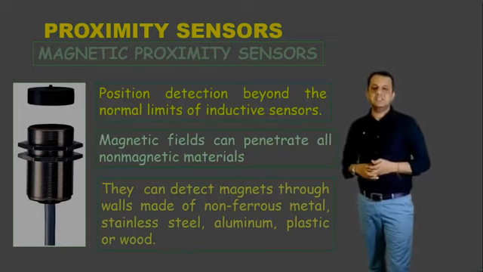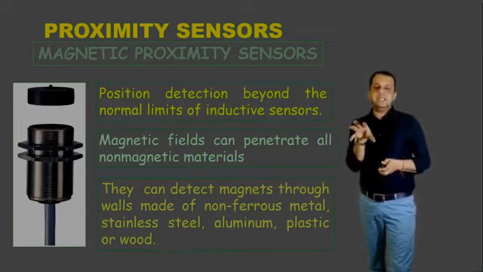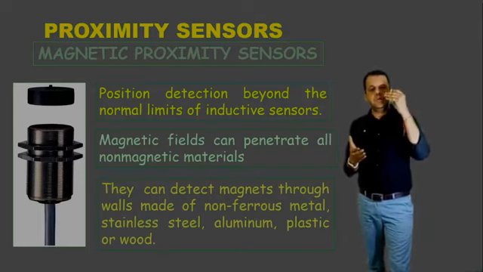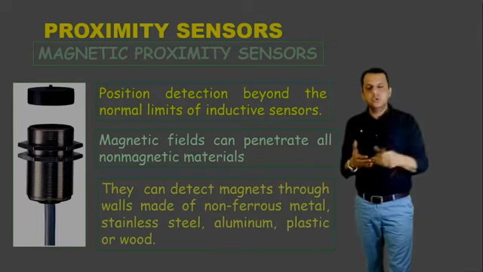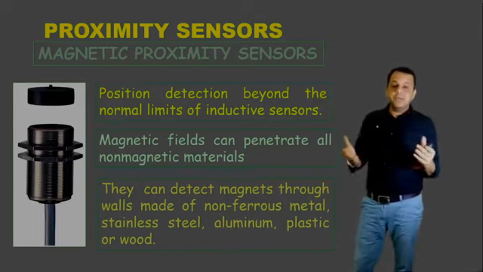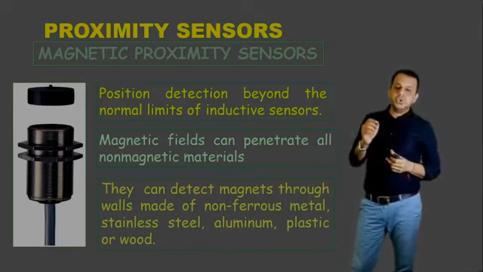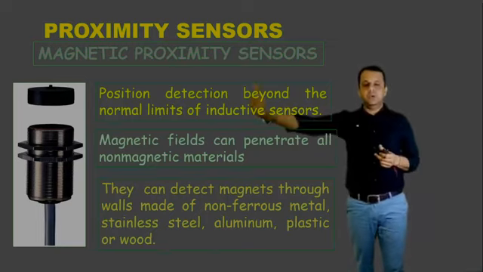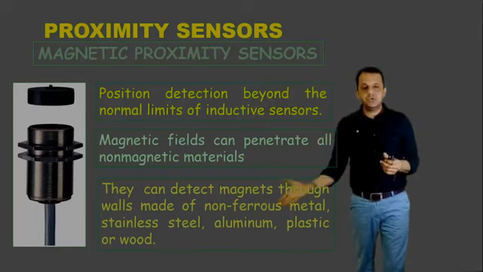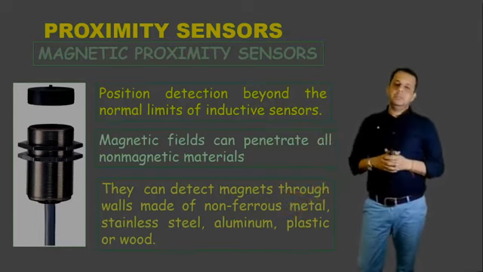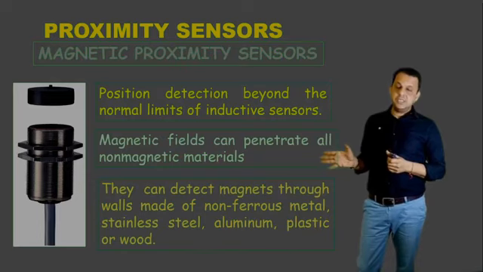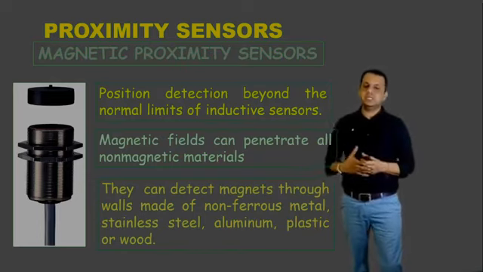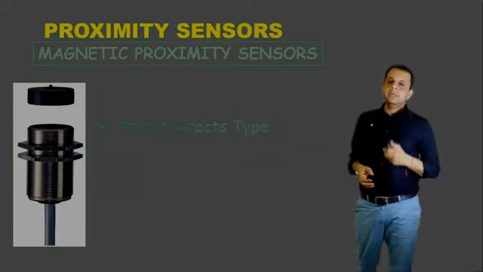This is the magnetic proximity sensor, where the magnetic field can penetrate all non-magnetic material that we know, like paper, wood, or polymer material. So it can detect even through the other side of the wall. But the condition is it should be non-ferrous metal. Stainless steel, you can detect through. You can detect through aluminium. You can detect through plastic or wood, as I say.